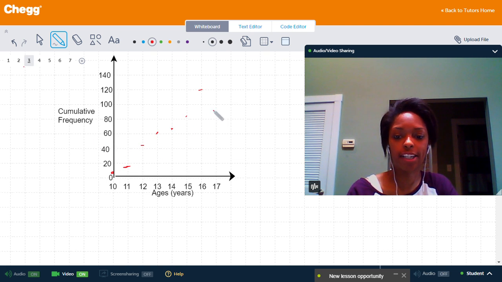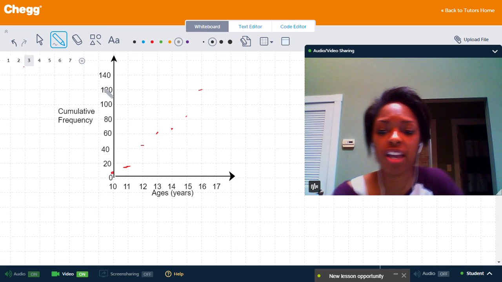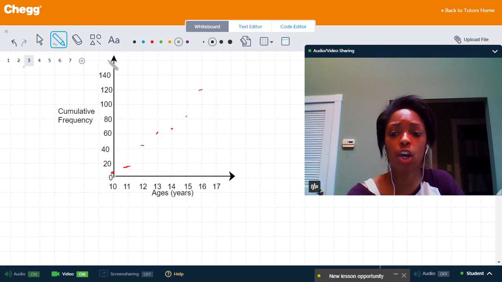As you can see here, I've already marked it. Now I'm going to connect it. Whenever you're graphing your cumulative frequency, you're going to want to make sure that you have the cumulative frequency on the y-axis and the ungrouped data on the x-axis. The ungrouped data is just what you're basing the frequencies off of, and for this problem that we did, it was ages. So I'm going to go ahead and connect them.